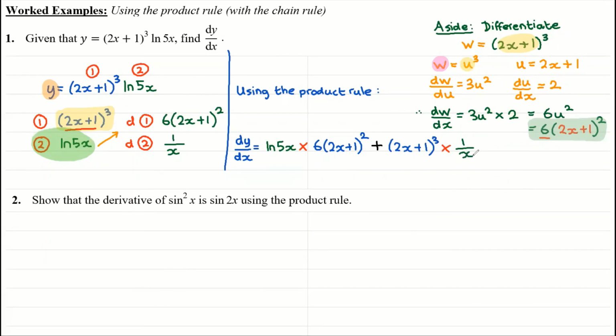Now then, can we make this look a bit nicer? Yes, I think we can. Don't need to factorize it. It's not a show that. We don't have to show it looks in a particular way. But if you notice, we can bring the 6 to the front, and I'll bring the 2x plus 1 squared to the front as well, multiplied by the natural log of 5x. And then we can add 2x plus 1 cubed over x. And that would be the derivative. Finished.